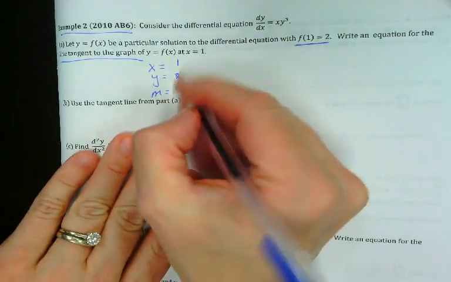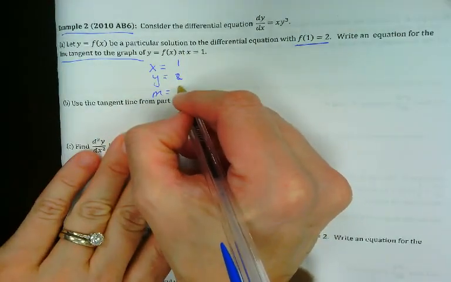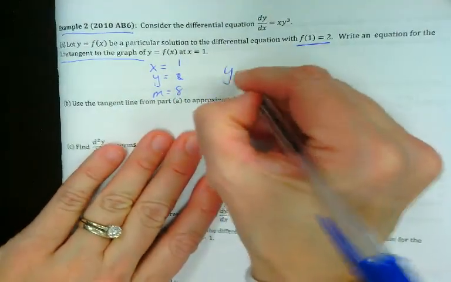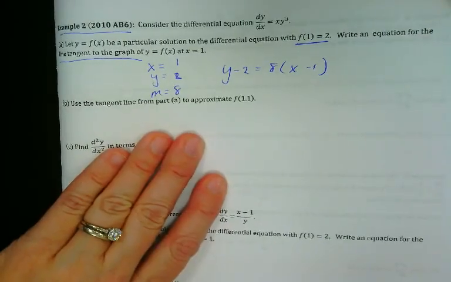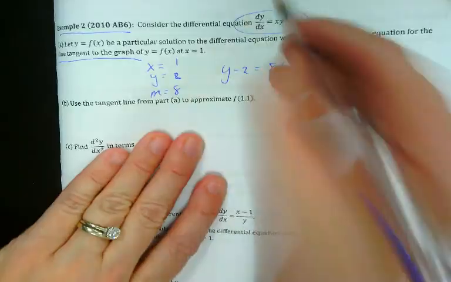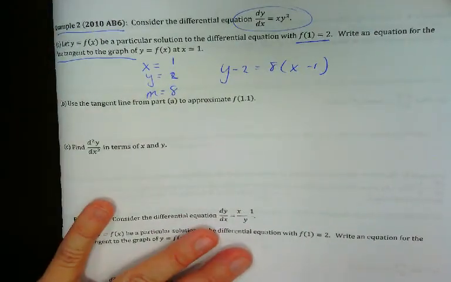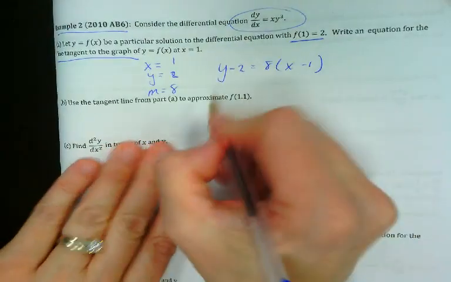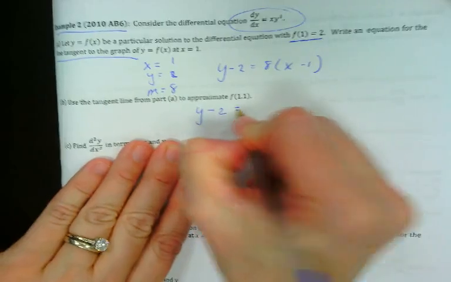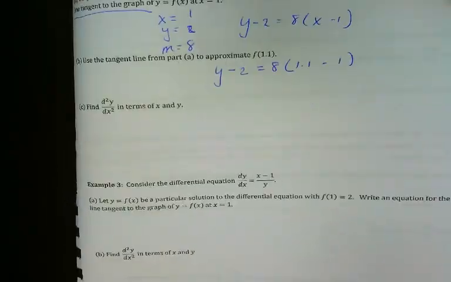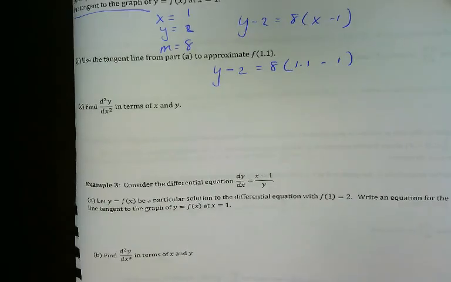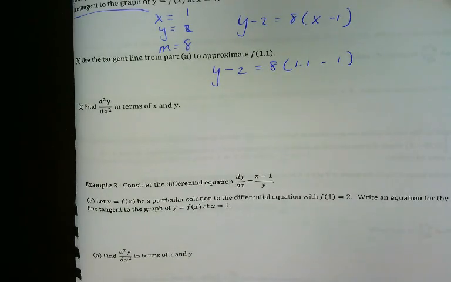What do we get for the slope? 8 sounds good. So y minus 2 equals 8 times x minus 1. Piece of cake? Again, we're just plugging it into the slope. Part B, use that tangent line and approximate f of 1.1. Okay, so again, literally right off one of our old AP exams. This is the type of question you'll be asked to solve. Approximate f of 1.1.